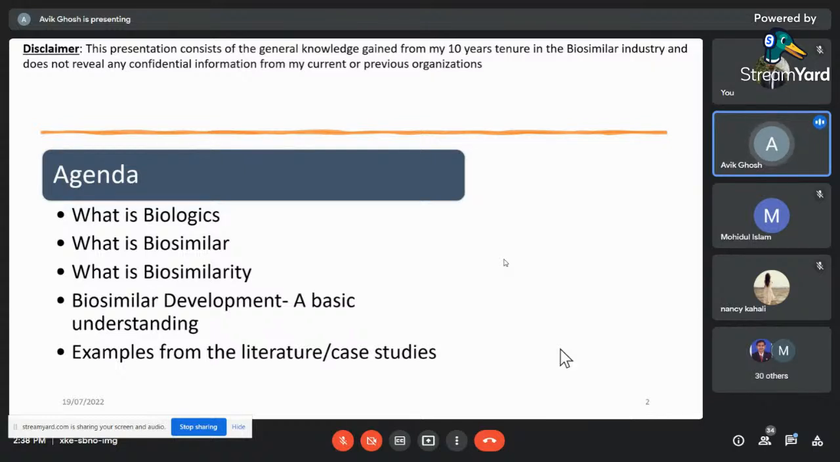And lastly, I would provide some examples from literature and case studies on how biosimilar development works, or how to show the biosimilarity. I've chosen one article from a group in China where they have shown the biosimilarity of a product, and then another article by me, which is work done in my previous organization, where we used several scientific analytical methods to troubleshoot an issue during a biosimilar development. So we'll go into more details as we get there.